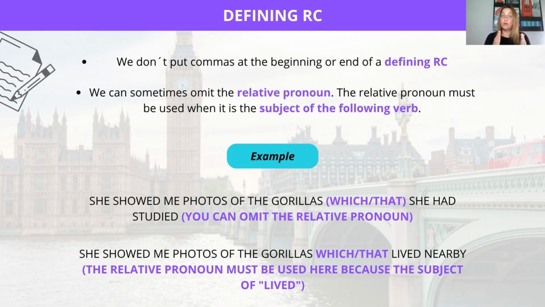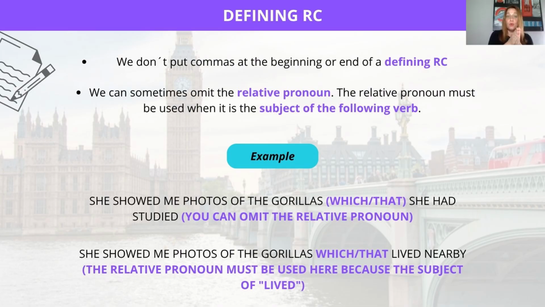She showed me photos of the gorillas. This is the main sentence, right? So the full message is there. Which or that she had studied. This is the extra information I'm giving you because I think it's essential for you to know that she had studied the gorillas. In that case, the pronoun is which or that, because they are synonyms in that sense. Which refers to the gorillas. We use which when we're referring to objects or animals.